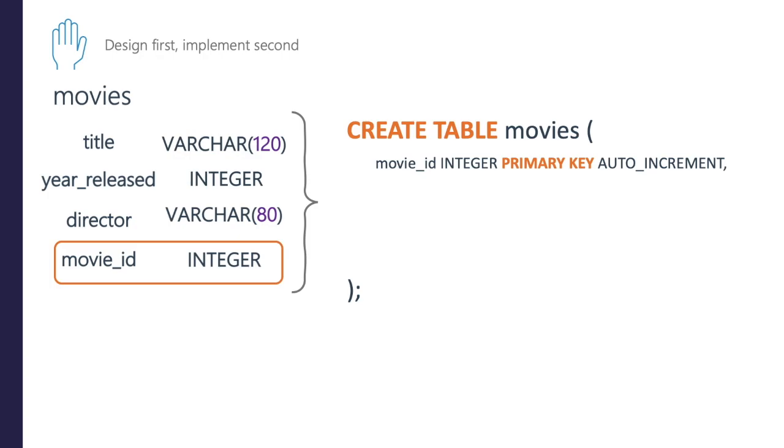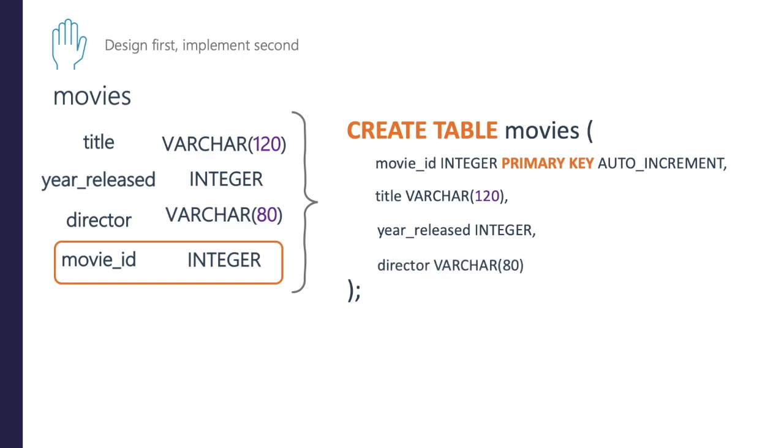Then it's followed by auto increment. Auto increment is a command that will increment our movie ID by 1 every time a new entry is entered into our table, therefore keeping our movie ID unique. Next, we'll enter title with varchar following with 120 characters, with a comma at the very end. After that, year released with integer as its data type with a comma, then finally director as a varchar with 80 to complete our query.